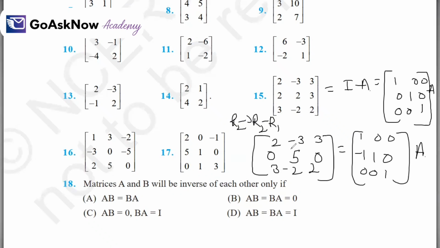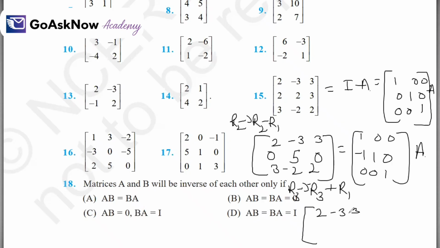In the next step, you can take the difference of what? Row 3 changes to row 3 minus of row 3 plus row 1. Okay. So what you will get?